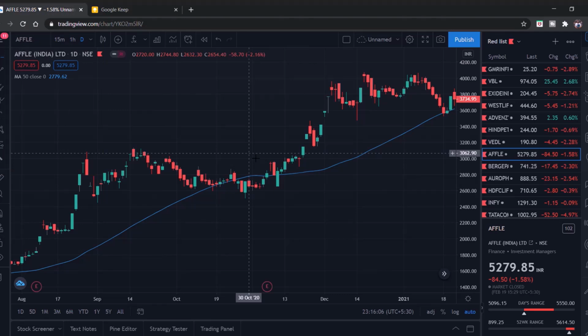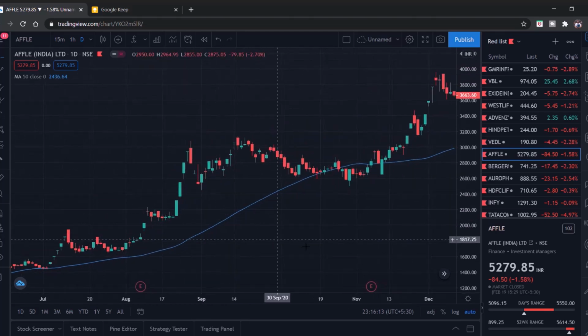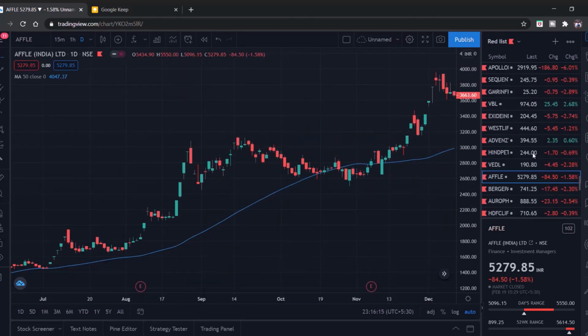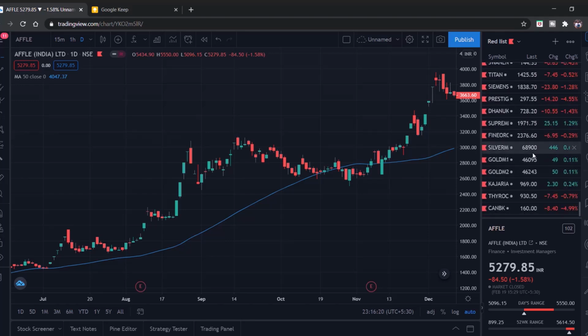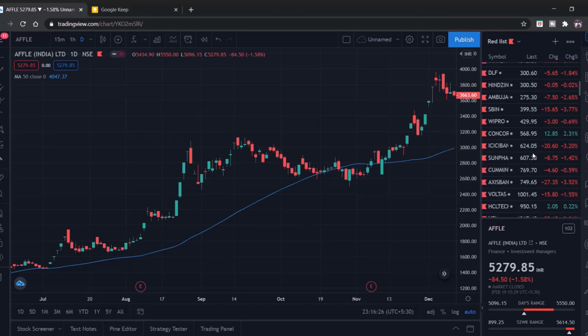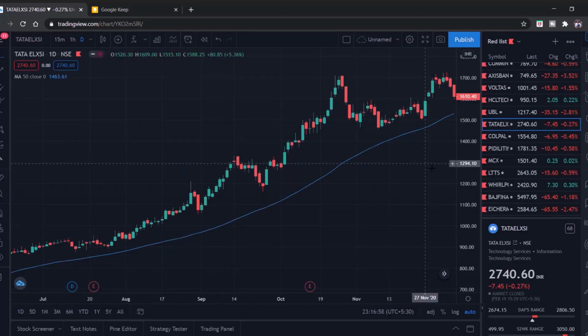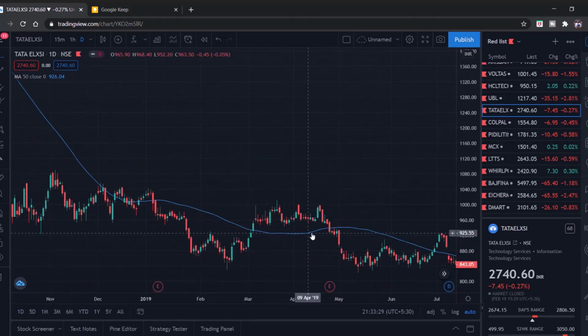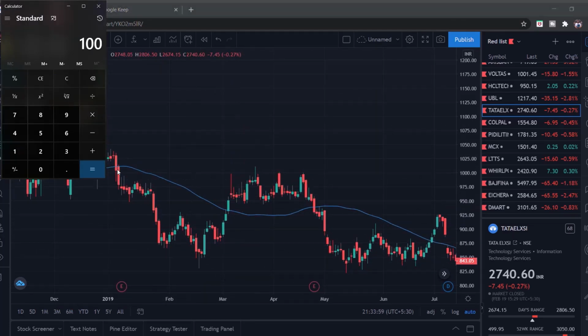Now, I don't think this is a fair comparison, as this is a new stock and new stocks generally have an initial boost. So let's spin the watch list again and select another stock. If it again lands on a new stock, I'll respin it. Okay, so here we go. And Tata Elxsi. Okay, so here we are, Feb 2019, and we can start here. Let's reset the calculator to 100.